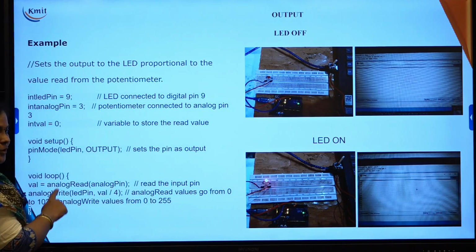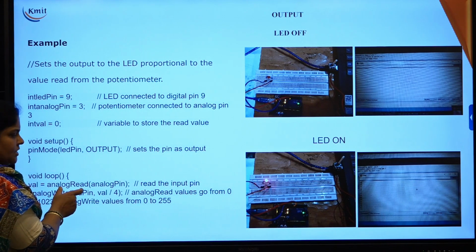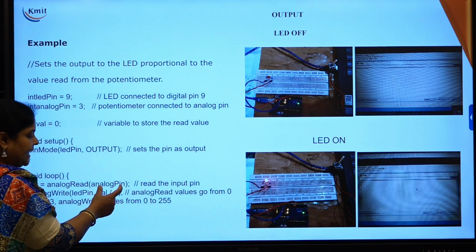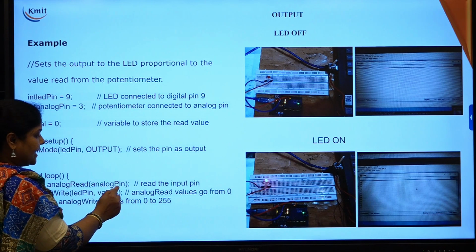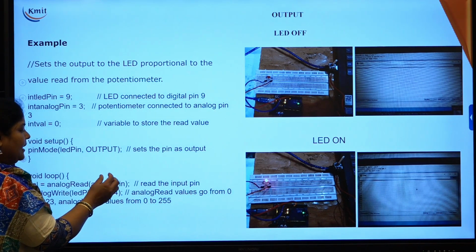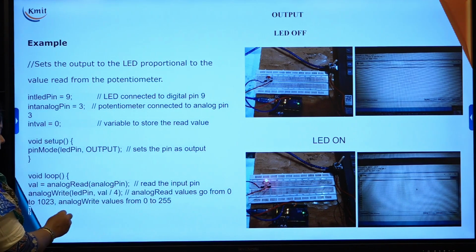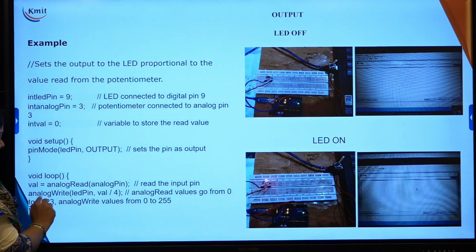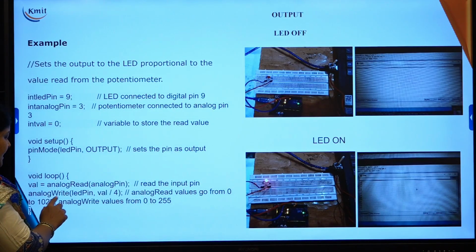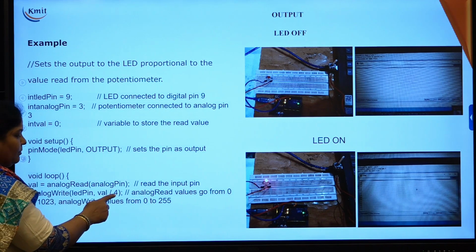Next, in the loop you write the main description, where the analogRead method is used to read the sensor value into a variable called analog pin. Whatever pin you are taking, whether A0, A3 or A5, the sensor values are read into the variable. And now what value you are getting, you use the analogWrite method with two parameters: LED pin, comma, value by 4.